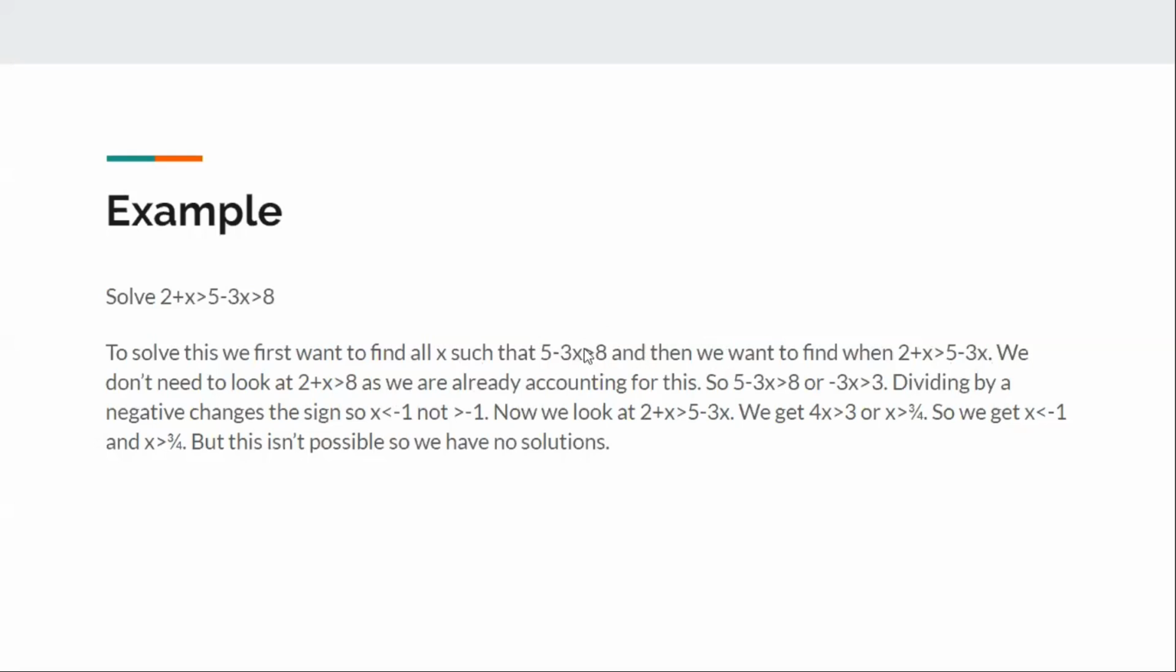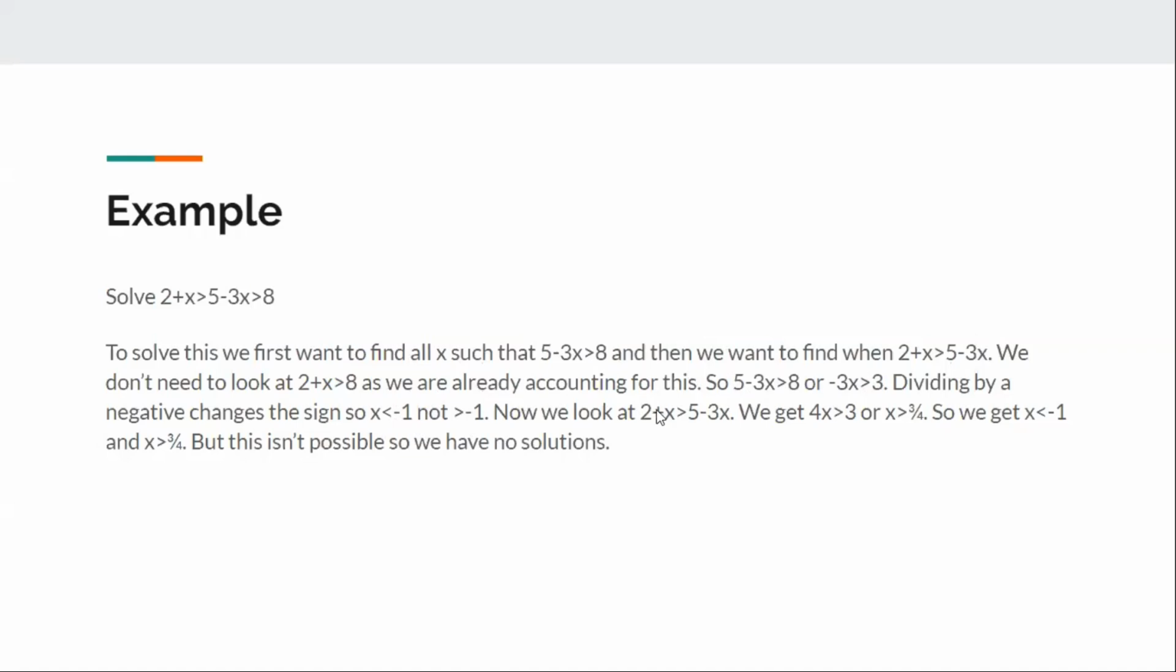So first you solve this and you're going to get negative 3x is greater than 3, since you can subtract 5 from both sides. And you divide by negative 3, which is negative, so the sign flips. So it becomes x is less than negative 1. It wouldn't stay greater than negative 1. It just becomes x is less than negative 1.